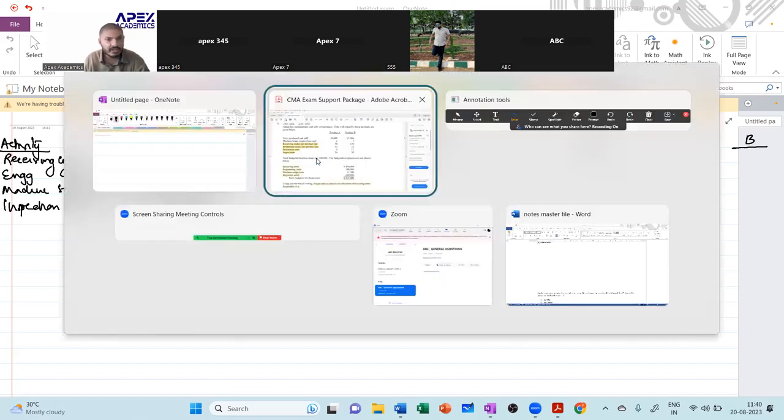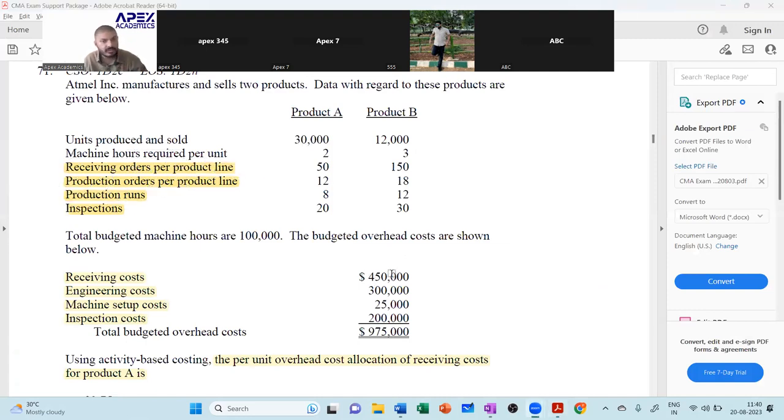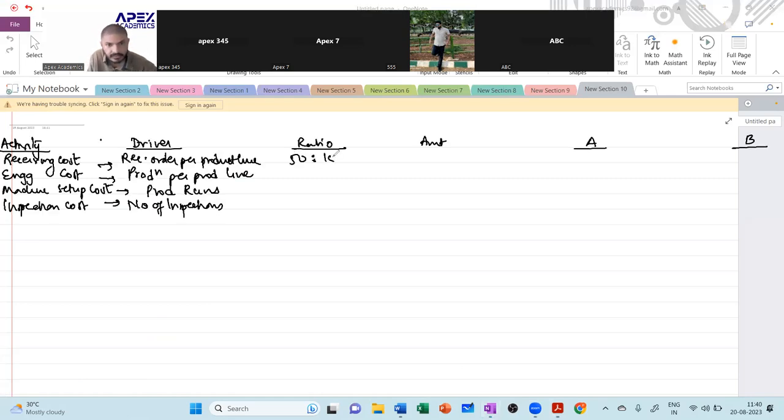Now, receiving cost. Let's take a look at receiving cost. Please focus. Receiving costs are $450,000, and receiving costs are based on receiving orders per product line, which is 50 and 150. So 450,000 has to be broken in the ratio of 50:150. Please pay attention. What is the ratio? 50:150. What is the amount? 450,000. 450,000 multiplied by 50 divided by 200, right?